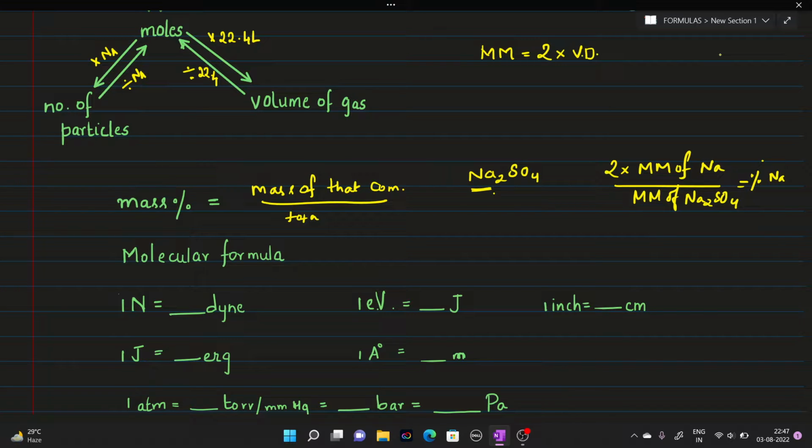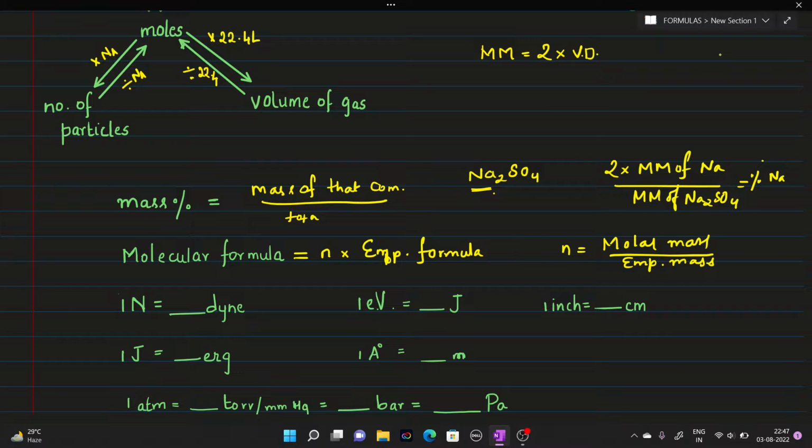After that comes molecular formula. Molecular formula has a relation with empirical formula: it is nothing but N multiplied by the empirical formula. Now the question arises, what is N? N is nothing but molar mass upon empirical mass. Once we find the value of N, we can easily find the molecular formula.